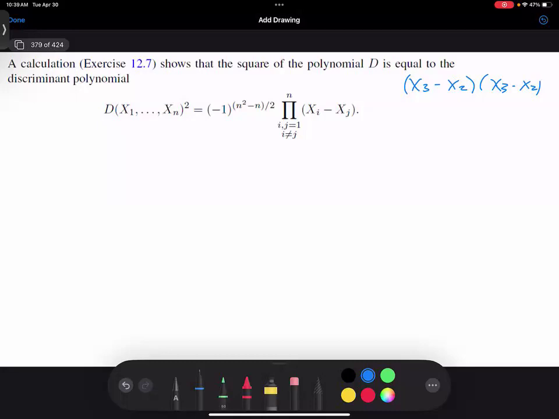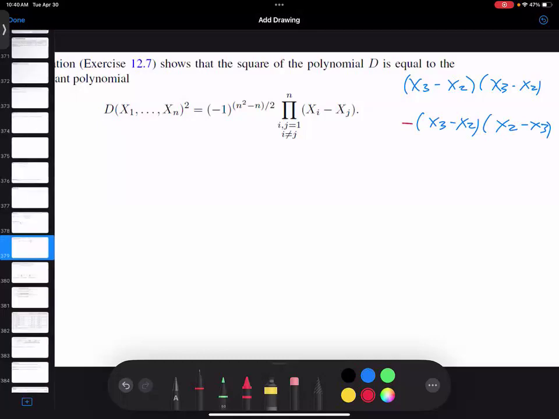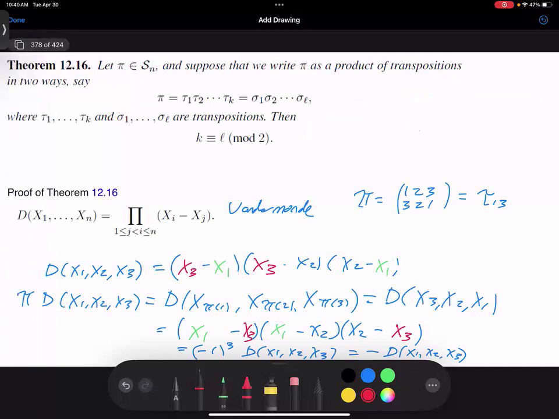What's the difference? Well, if I have x3 minus x2, x3 minus x2, if I want to write this as x3 minus x2 times x2 minus x3, what's the cost? The cost is a negative sign. And so when I square it, the number of negative signs I have is going to just be equal to the number of terms. So if I go back a page, how many terms do we have in the product?